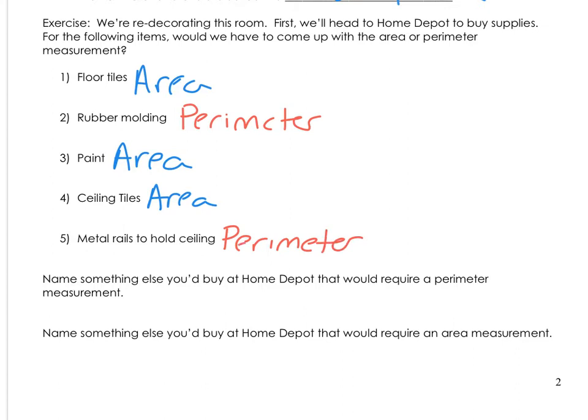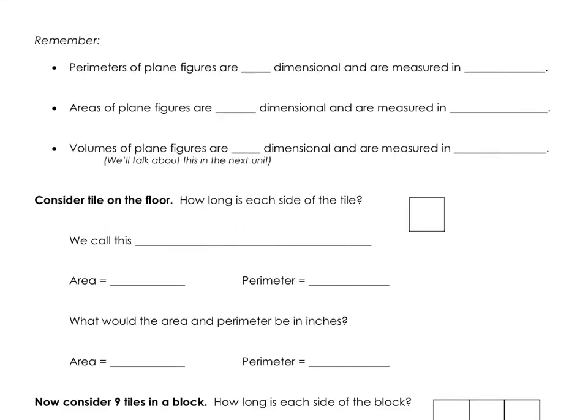Okay? So what I want you to do is think about it and name something else you'd buy at Home Depot that would require a perimeter measurement. It could be something for outside or inside your house. And then name something else you'd buy at Home Depot that would require an area measurement. So go ahead and pause this and think about that. You need to fill this in to get the 4 points or 5 points for this lesson. Move to the next slide.